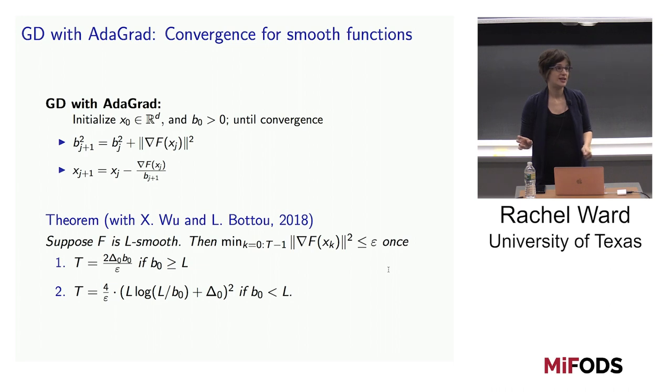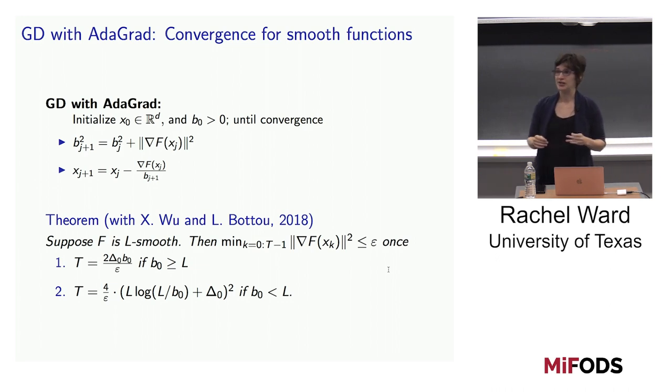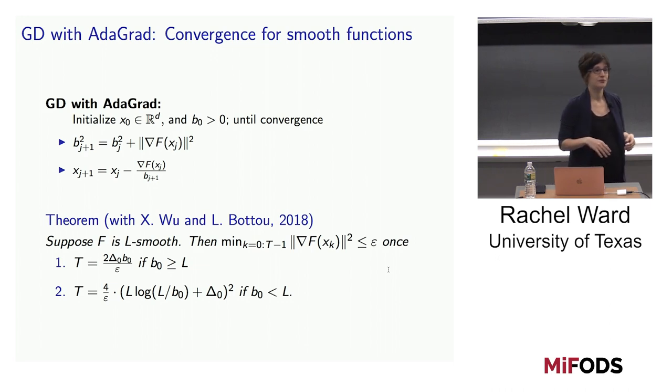When you do gradient descent with a line search, in each iteration you incur an additional log L number of gradient evaluations because you're doing a binary search.